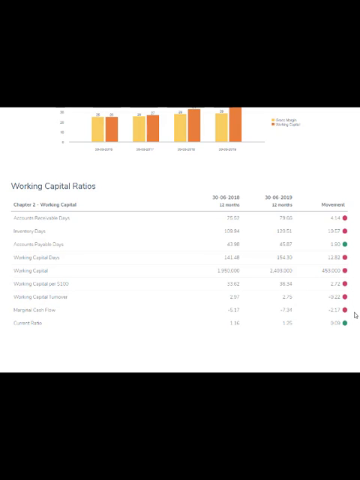These numbers here, most of these ratios are reasonably flat. Some of these are things that we would want to look at. It's working capital days, as we just spoke about, how that looks in terms of actual money, movement of cash.